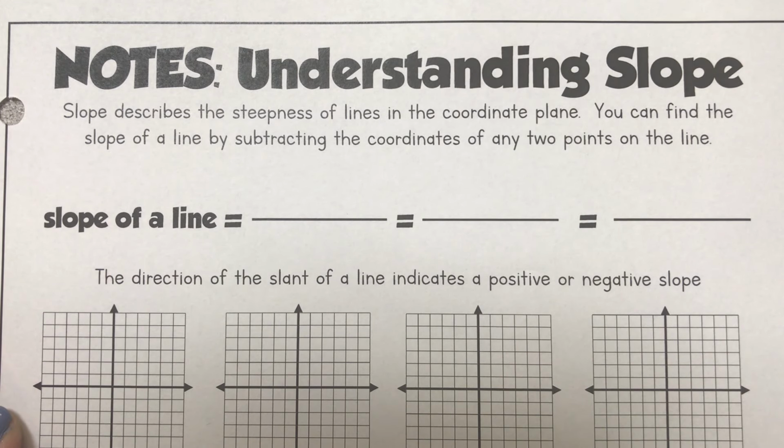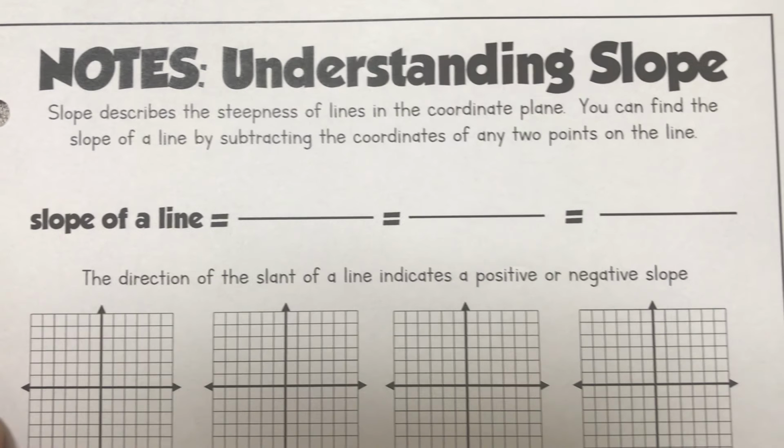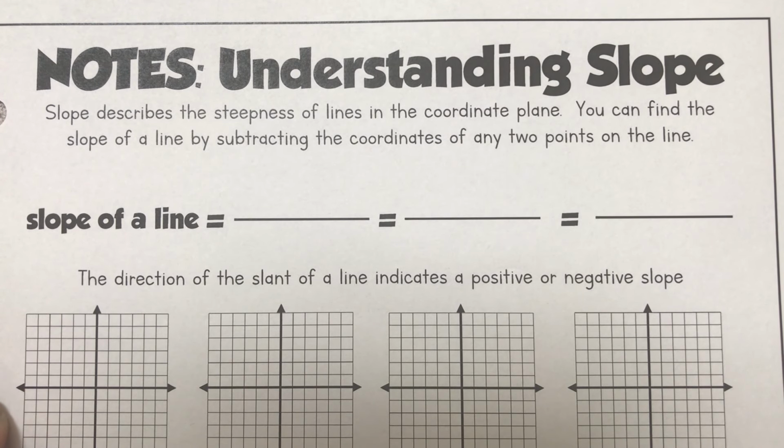Today we're going to talk about understanding slope. And slope is what describes the steepness of lines in the coordinate plane. You can find the slope of a line by subtracting the coordinates of any 2 points on the line.